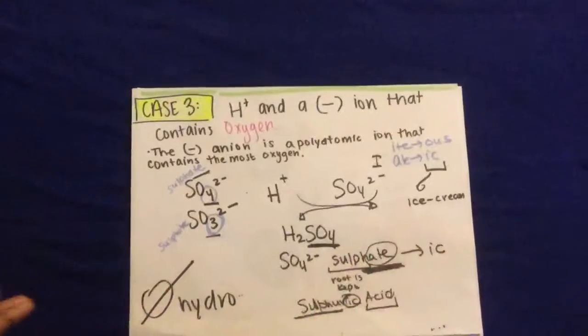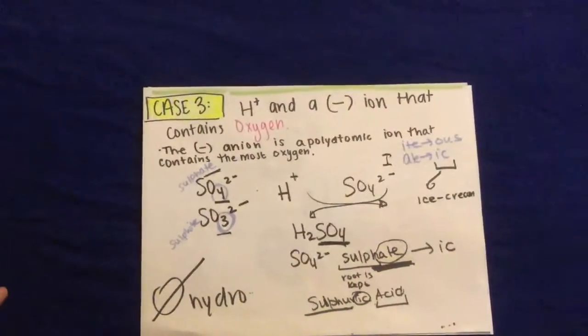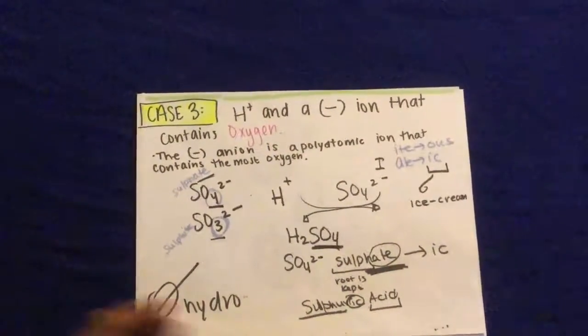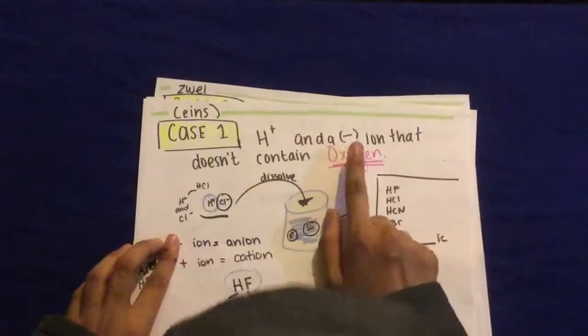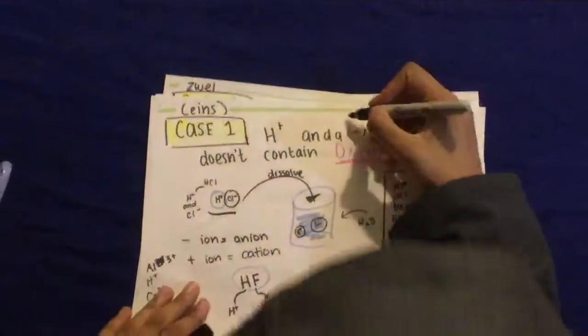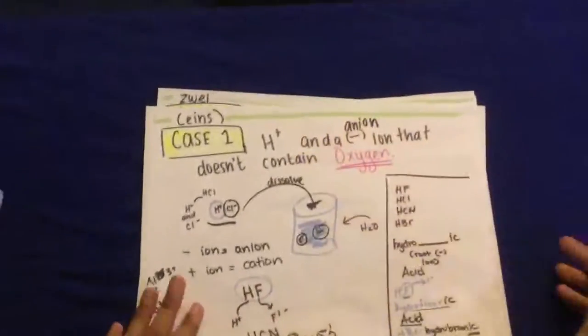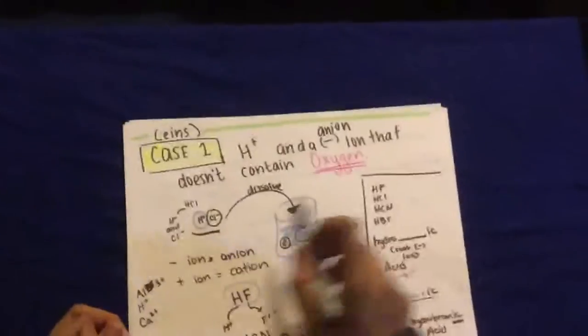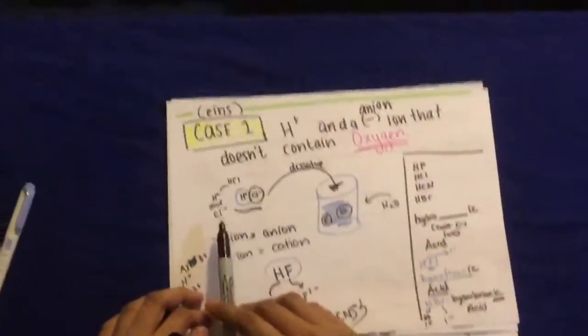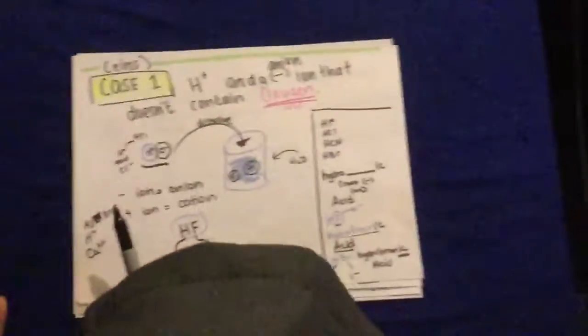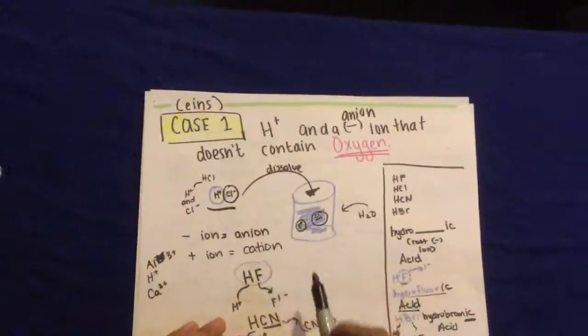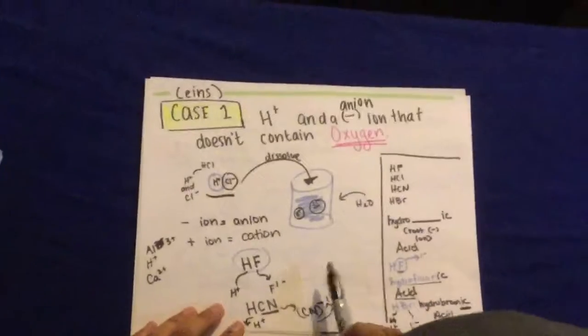So there's 3 different cases. The first one is where you have just an H plus ion and a negative ion, or in other words, an anion. You need to be very familiar with these terms. It does not contain oxygen. For example, H plus and Cl negative bonding. In that case, you just write hydro, the root of the negative ion, and then IC. That's it. That's case 1.